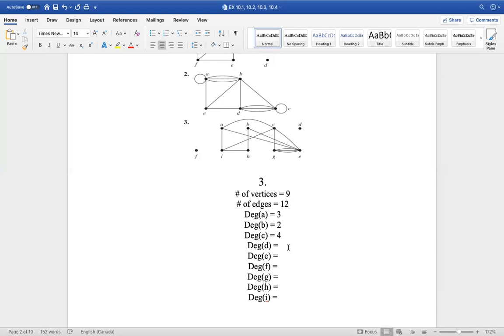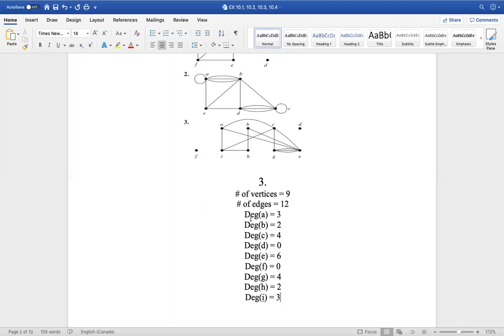Degree of D will be 0 because it does not have any edges. Degree of E will be 1, 2, 3, 4, 5, 6. Degree of F will be 0 again, no edges. Degree of G, we have 1, 2, 3, 4. Degree of H will be 2 only, and then degree of I will be 1, 2, 3.